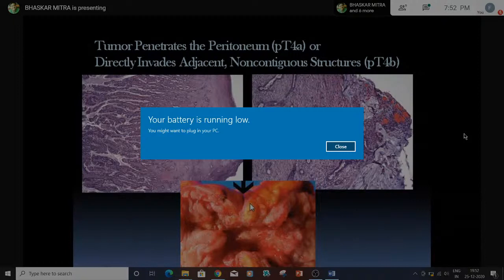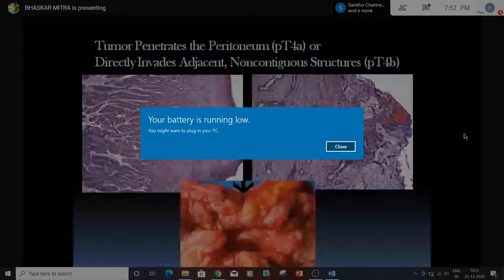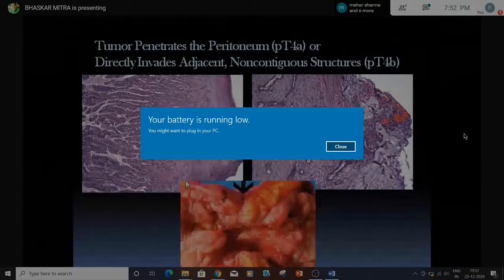Now, these cases are very easy, because here we can see the tumor is transgressing the whole of the serosa, with presence of mucin and neoplastic glands in the serosa. So this is a clear-cut stage T4 disease, T4A cases. Now, coming to this stage, what do we call this?